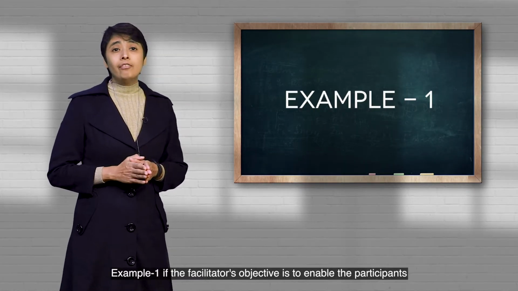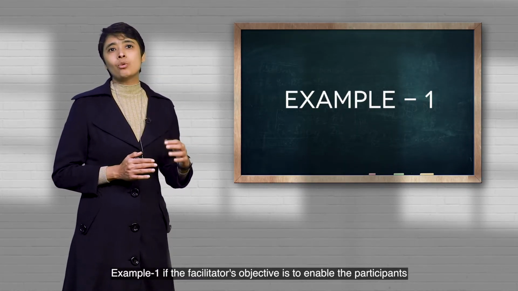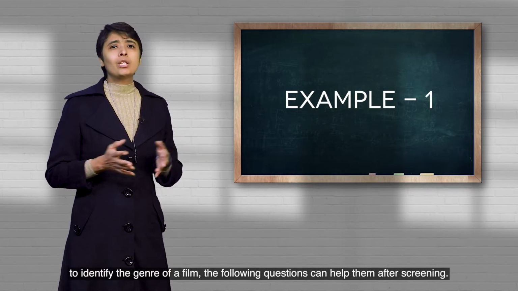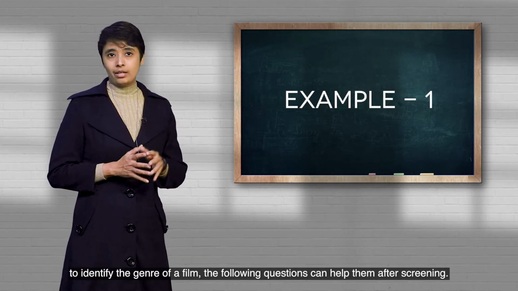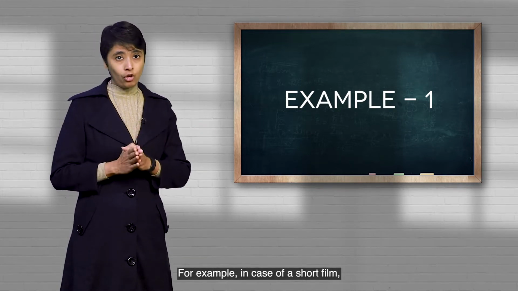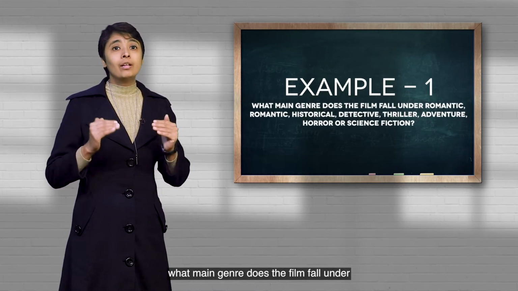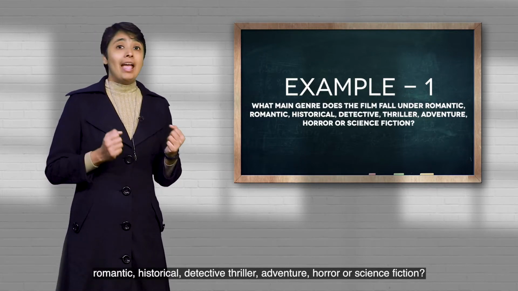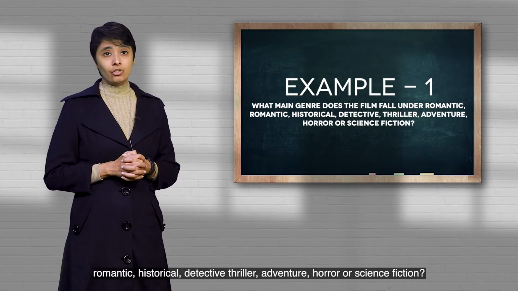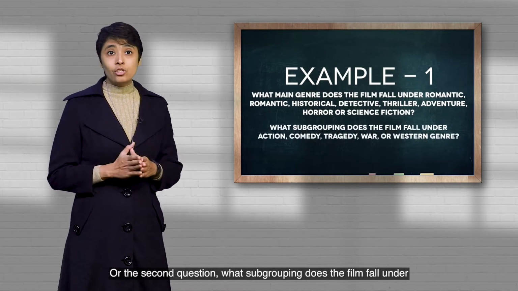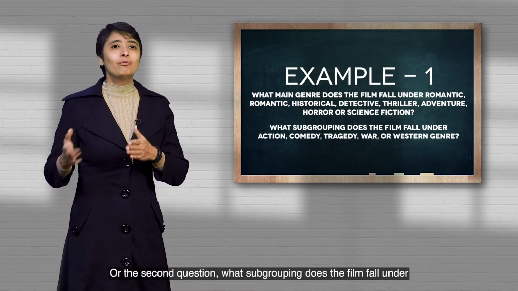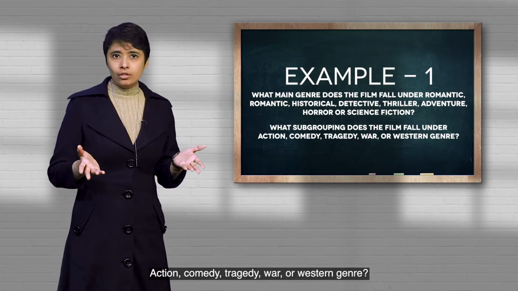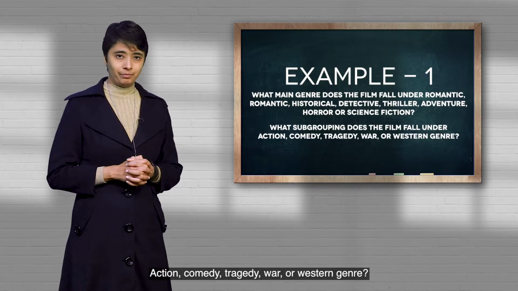Example 1. If the facilitator's objective is to enable the participants to identify the genre of a film, the following questions can help them after screening. For example, in case of a short film, what main genre does the film fall under? Romantic, historical, detective, thriller, adventure, horror, or science fiction? Or the second question, what subgrouping does the film fall under? Action, comedy, tragedy, war, or Western genre.